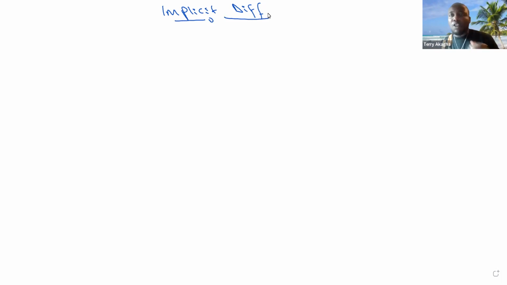We're going to be talking about implicit differentiation. Implicit differentiation today. This is very easy. I'm going to show you one of the tricks I use to quickly solve this question.